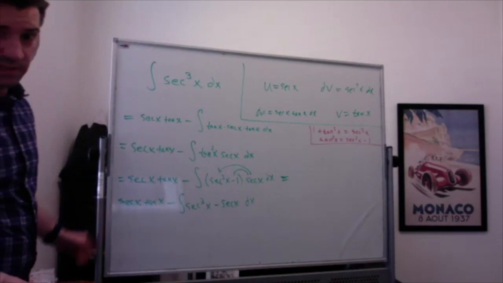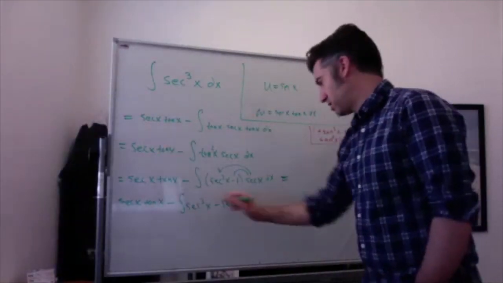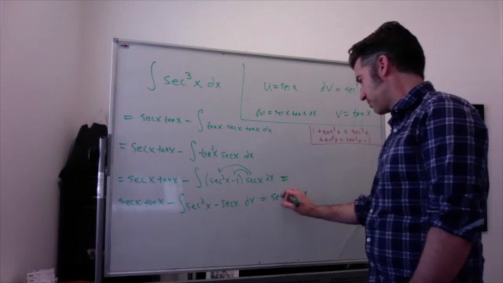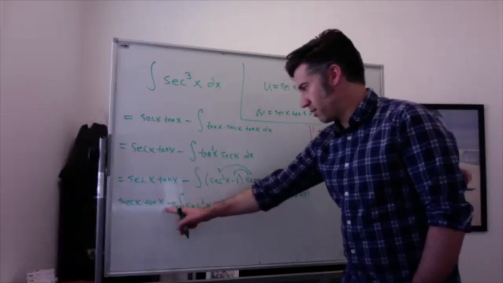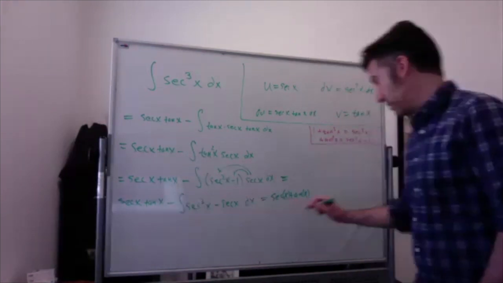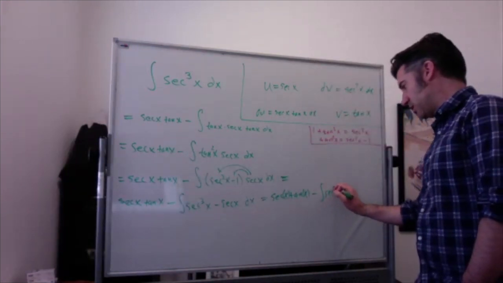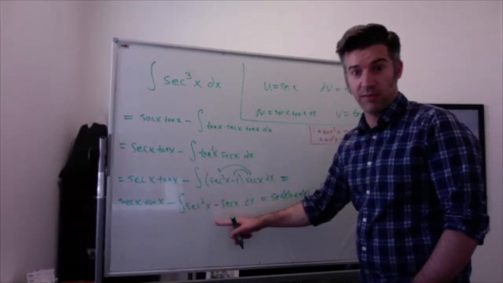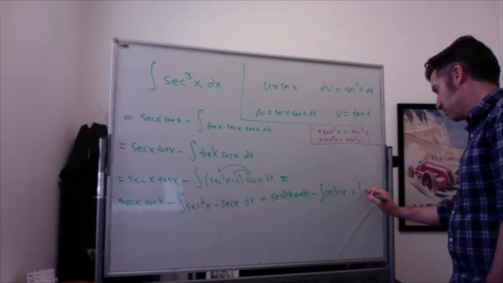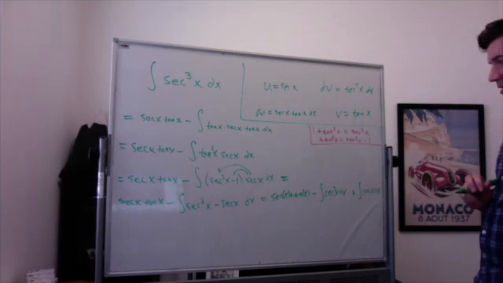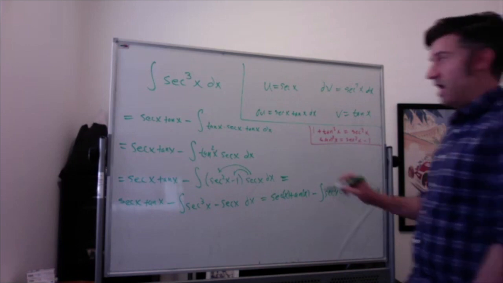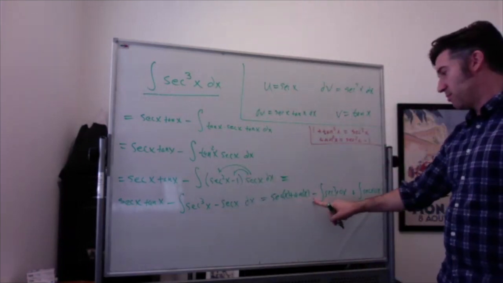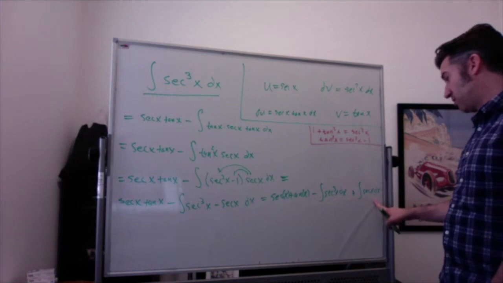Okay, let's see. This is going to be equal to secant x tangent x. I'm going to break this up into two integrals. It's going to be minus the integral of secant cubed x dx. And the minus of minus is going to be plus the integral of secant x. Okay, so here's what I've got. I've got the integral of secant cubed is equal to secant x tangent x minus the integral of secant cubed plus the integral of secant.